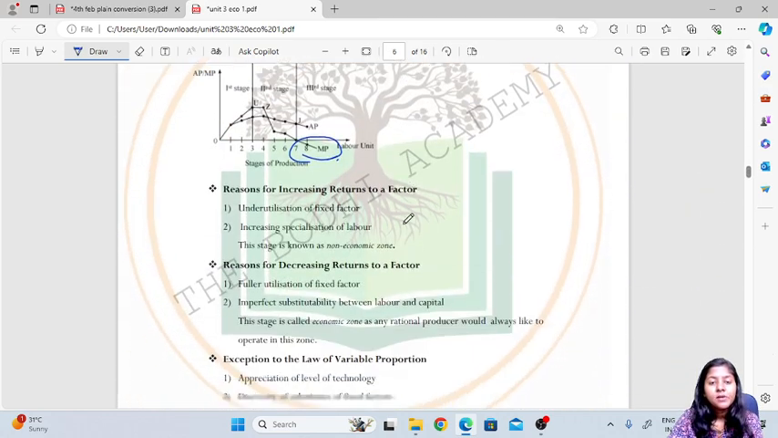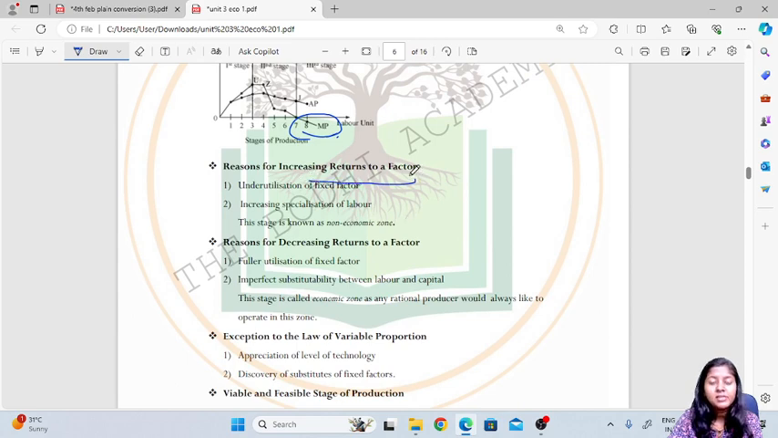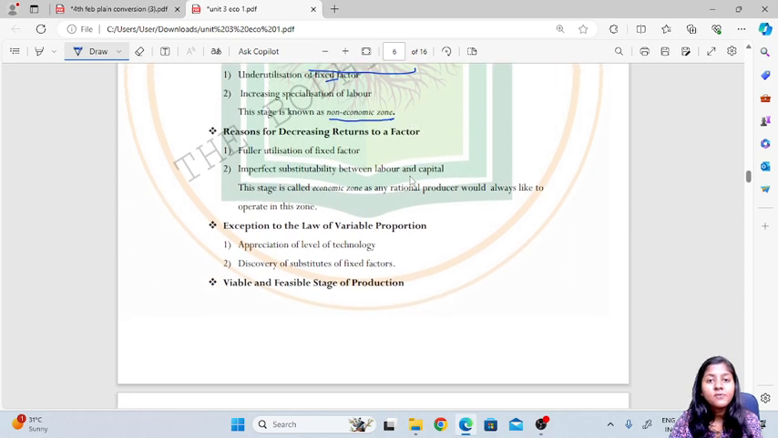Then what are the reasons for increasing returns to a factor? You have to remember: underutilization of fixed factor and increasing specialization of labor, and this stage is known as the non-economic zone. Then next are the reasons for decreasing returns to a factor: fuller utilization of fixed factor and imperfect substitutability between labor and capital. This stage is called the economic zone, as any rational producer will always like to operate in this zone.